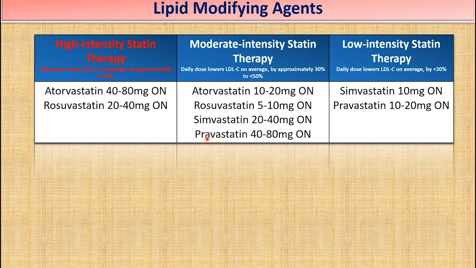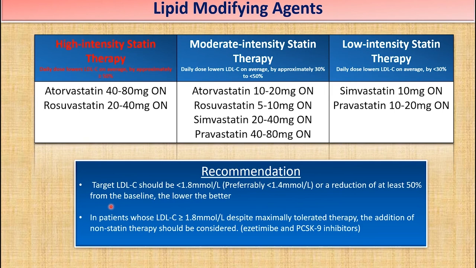Another important agent that we need to start for ACS patients would be lipid modifying agents. This table summarizes nicely the available statin therapy that we are using. Broadly, they can be divided into low intensity, moderate intensity, and high intensity statin therapy. For patients with cardiovascular complications or events, they must be put on high intensity statin therapy. In other words, if they were on the lower intensity therapy before that, they must be escalated, for example, to atorvastatin 40 mg on night, or as tolerated, or rosuvastatin 20 to 40 mg on night.